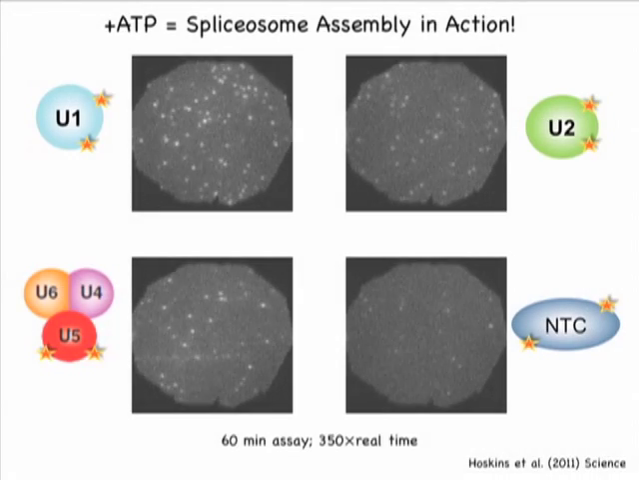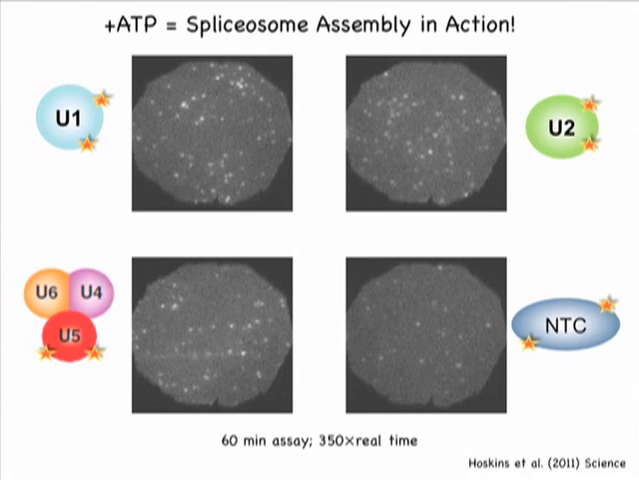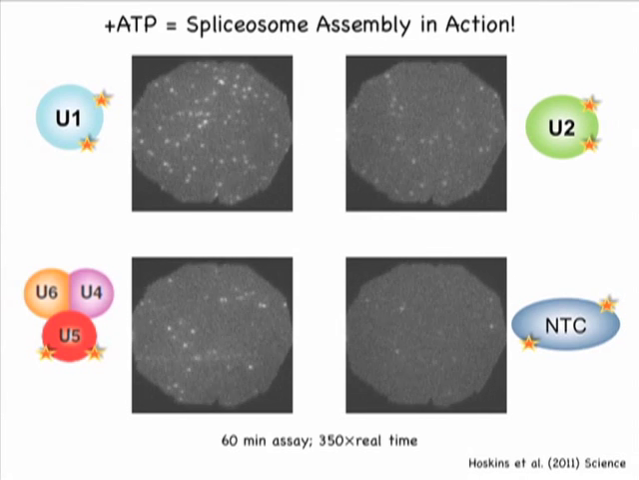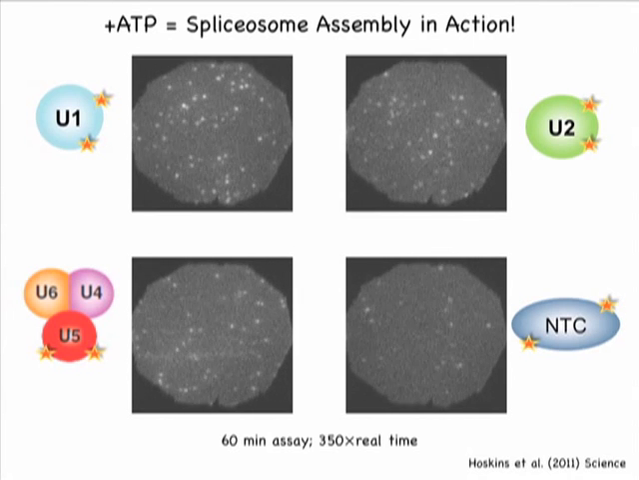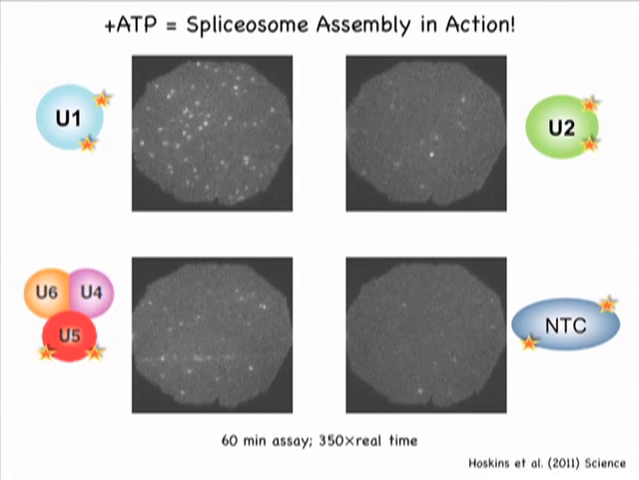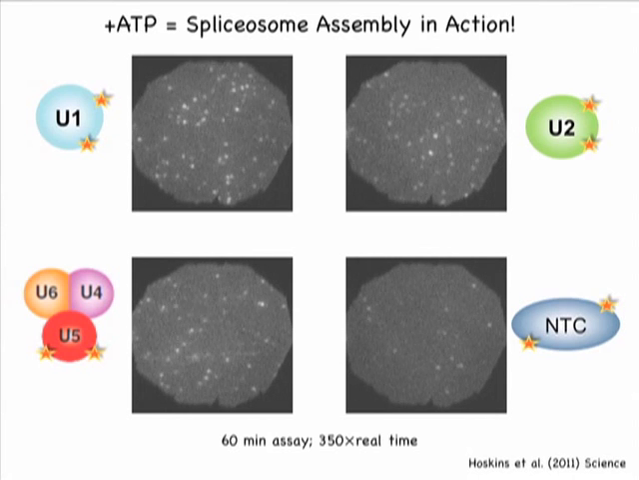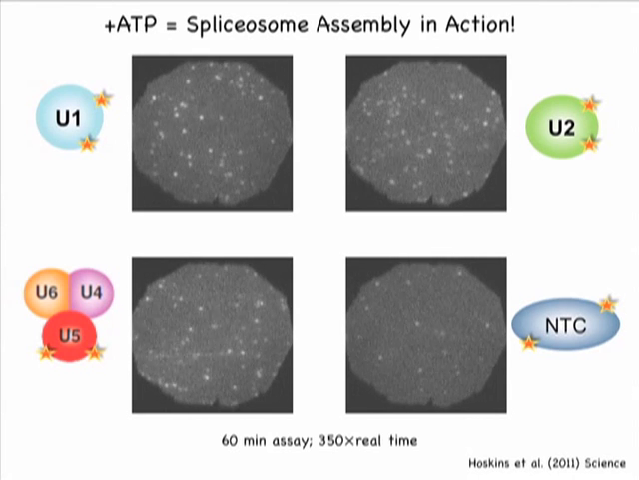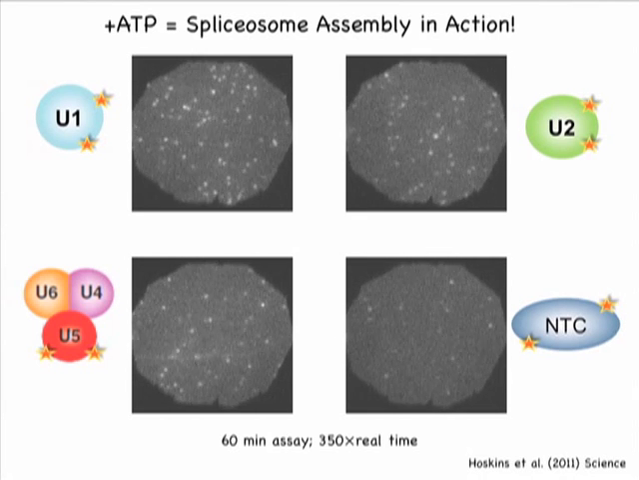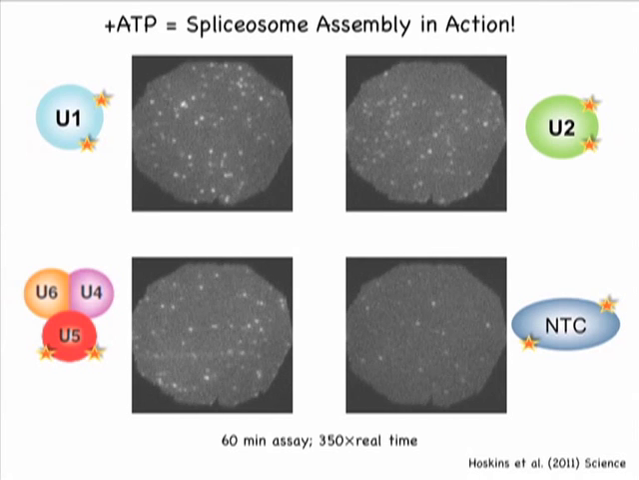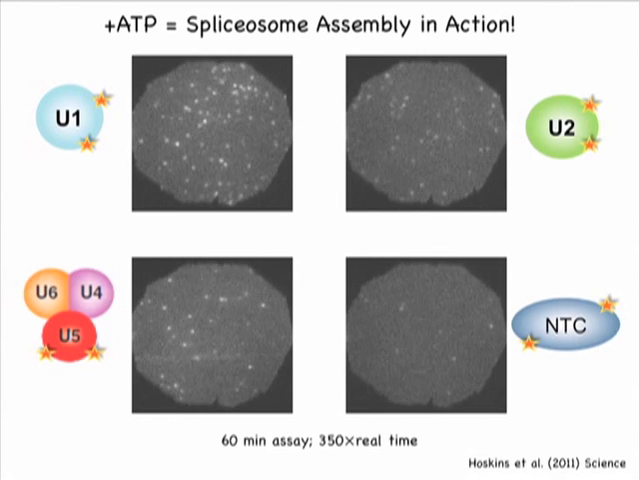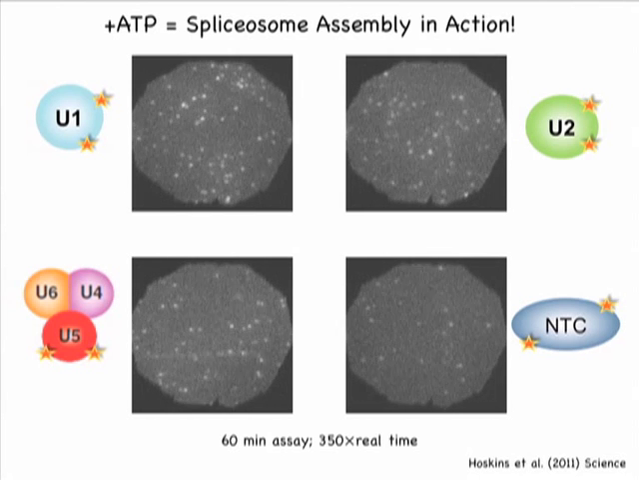This movie is now in the same order as before, but now we've added ATP to the reaction. And if you watch very carefully, you can see the apparent order of addition of the SNRPs. So early in the movie, which is continually looping, you can see that U1 is binding and coming and going. The next SNRP to build up is U2. And then after U2, we start to see U4, 5, and 6 come up. And then the NTC, we see less of it, but it accumulates much later in the reaction.